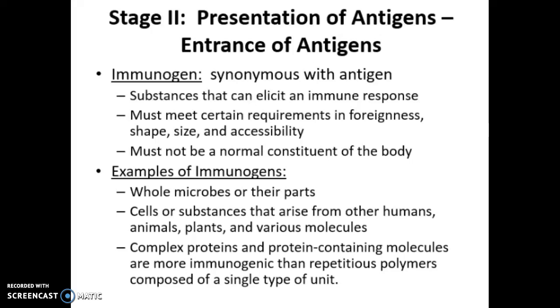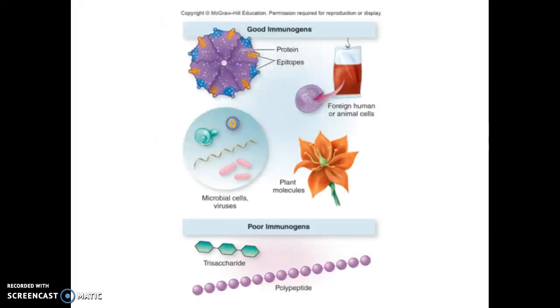All right, complex proteins and protein-containing molecules are generally more immunogenic than just repetitive polymers composed of a single type of unit because you just have more variety and there's a higher what's called affinity for the immune components to actually bind to and attach to that immunogen.